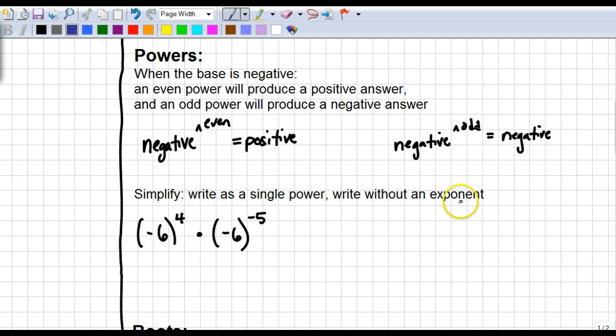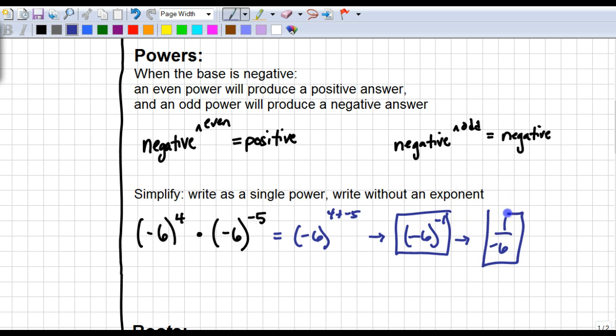Write as a single power, write without an exponent. Remember that when you have two numbers with the same base that are being raised to a power and being multiplied together, we end up adding the exponents. So in this case, the bases are the same, negative 6, so we're going to add the exponents together. So we're going to get 4 plus negative 5, which is negative 6 to the negative 1. A negative 1 power will take that base and flip it over. So that's going to be 1 over negative 6. I wrote it as a single power, and then I wrote it without an exponent at all.